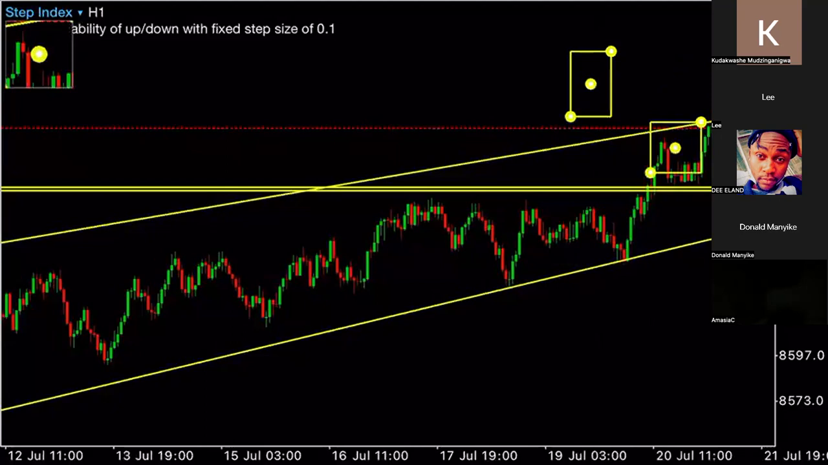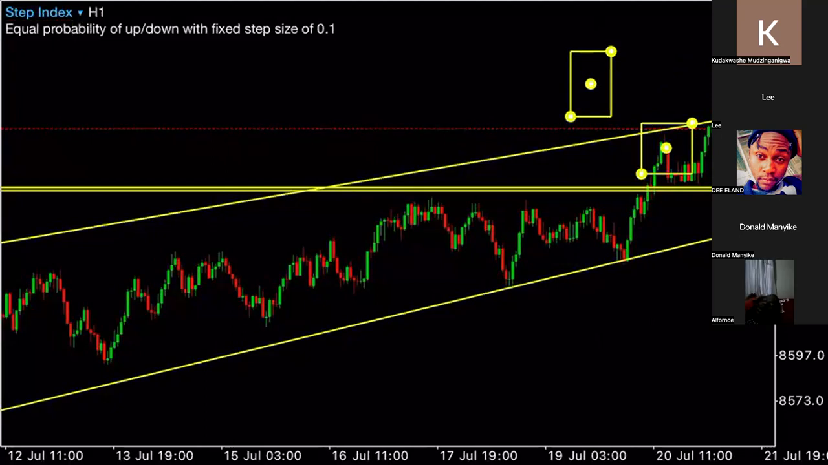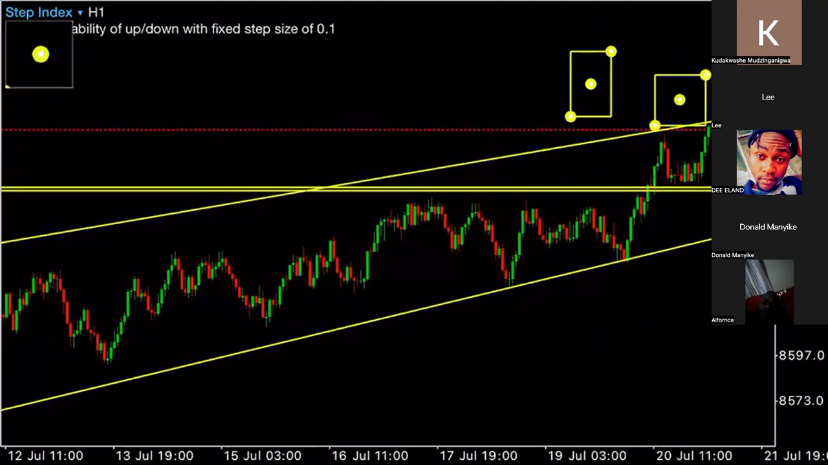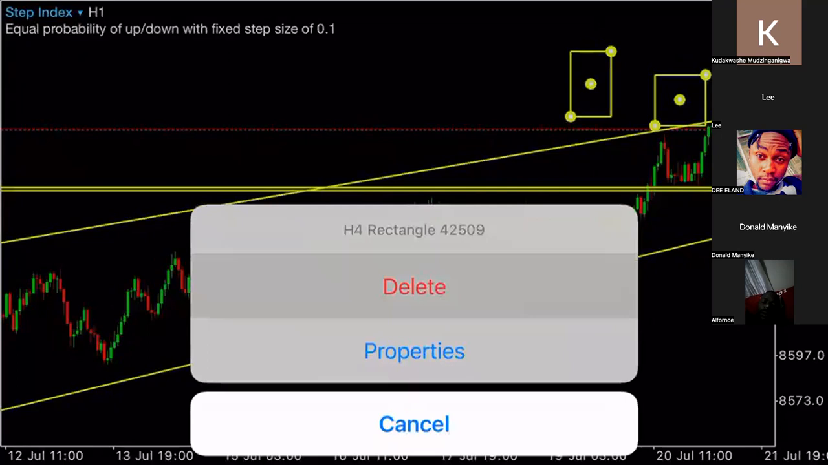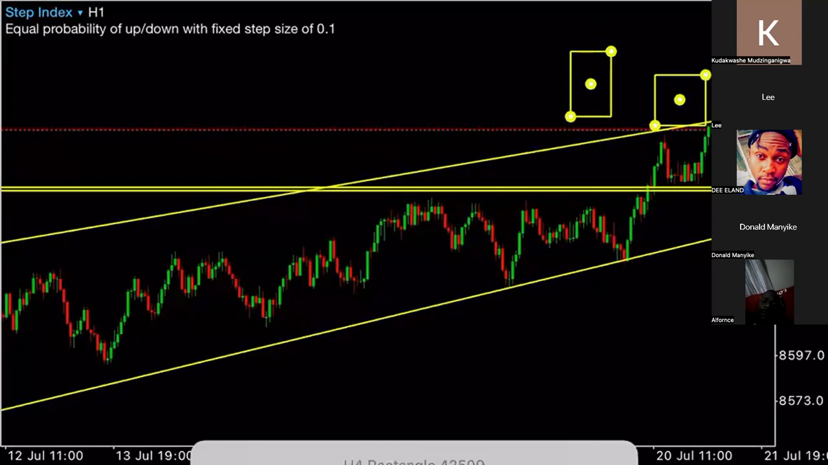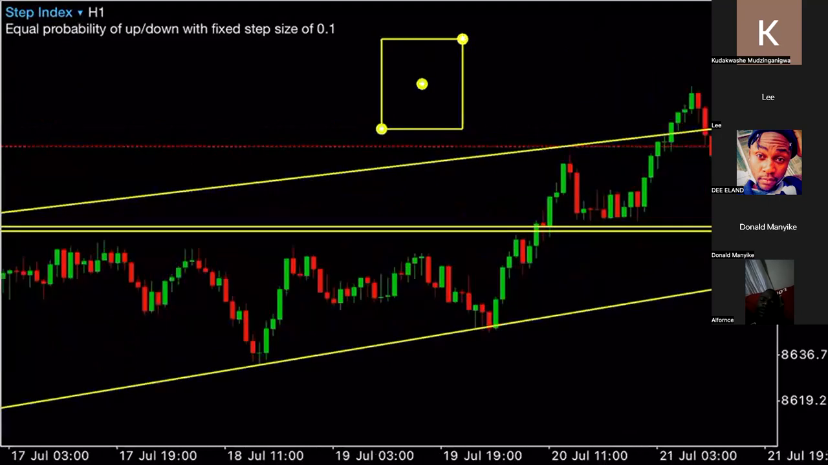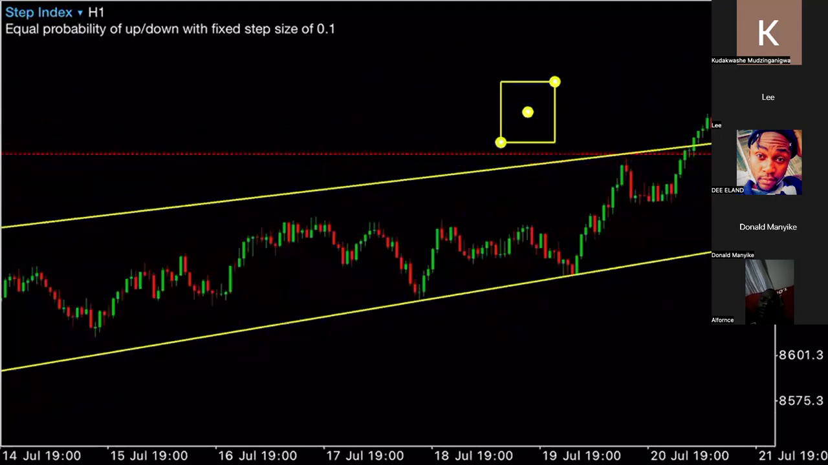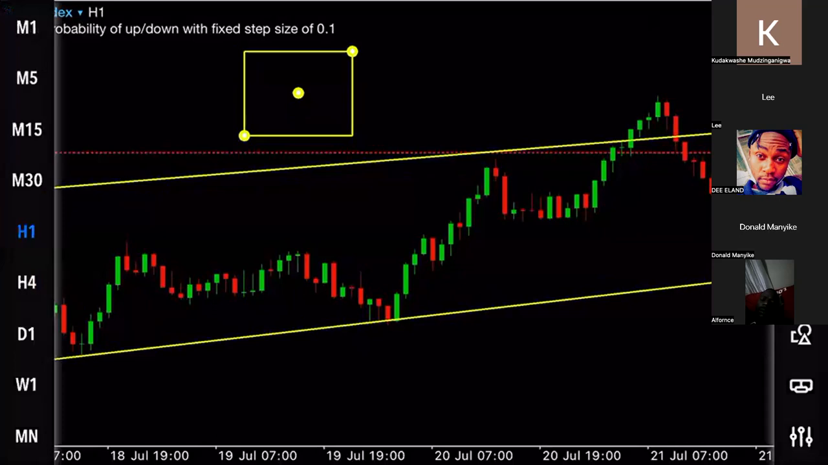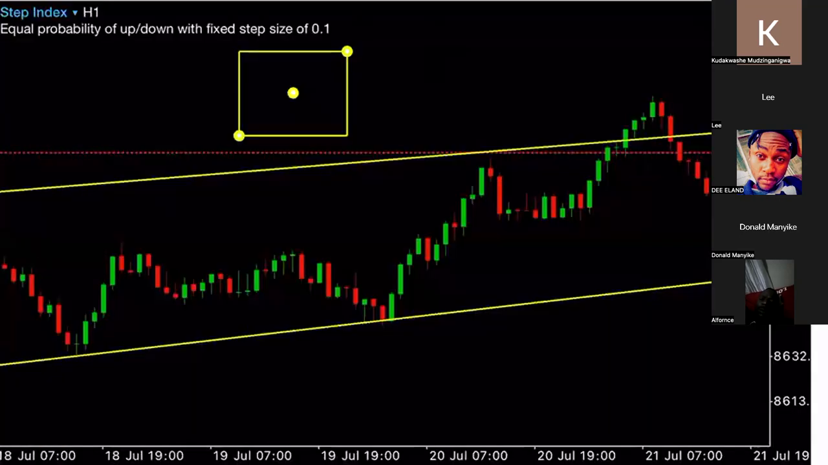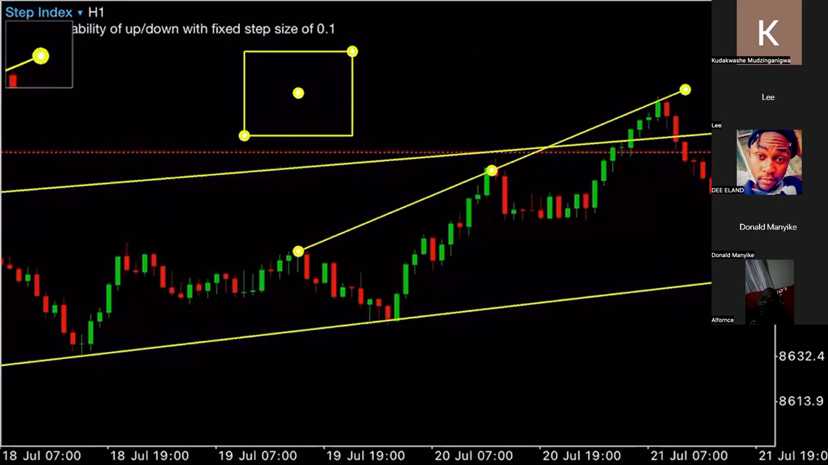But we are not selling on the third touch just because price has reached the third touch. No, we don't do that. We have rules that we follow. Let me remove this thing so that we can clearly see our pattern. We have what we call pattern extension, whereby our pattern extends.